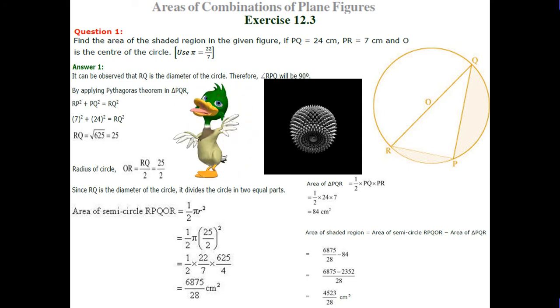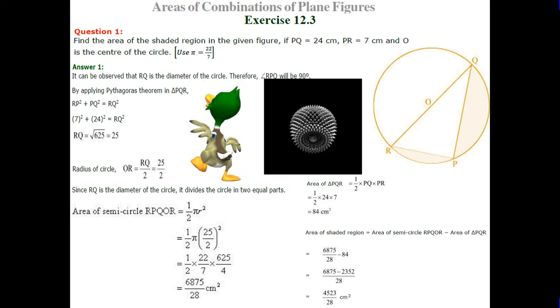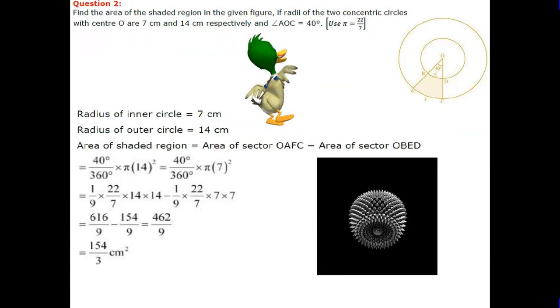Area of the shaded region is equal to area of semicircle RPQOR minus area of triangle PQR. So 6875.28 minus 84, that is 4523 upon 28 centimeter square. Now students, question number 2, find the area of the shaded region.